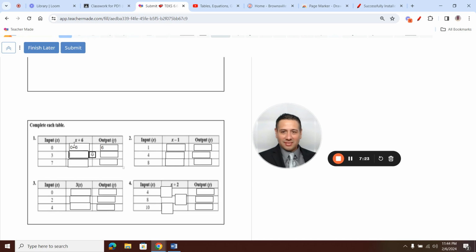You see the x again? The 3 is going to become the x. 3 plus 6 is 9. Then the x is going to become a 7. 7 plus 6 is 13. That's all you're going to do on these tables. Okay?